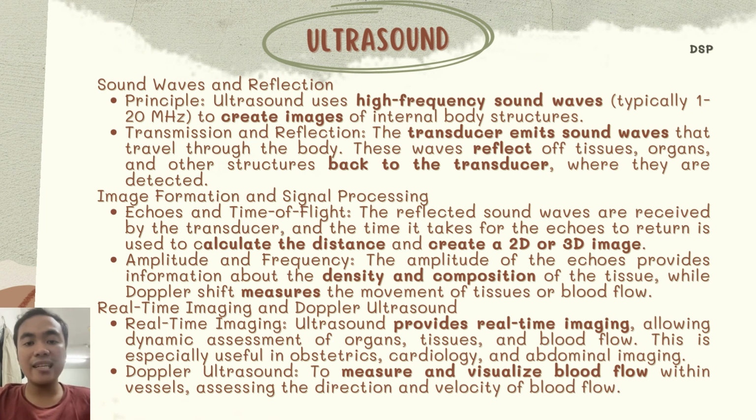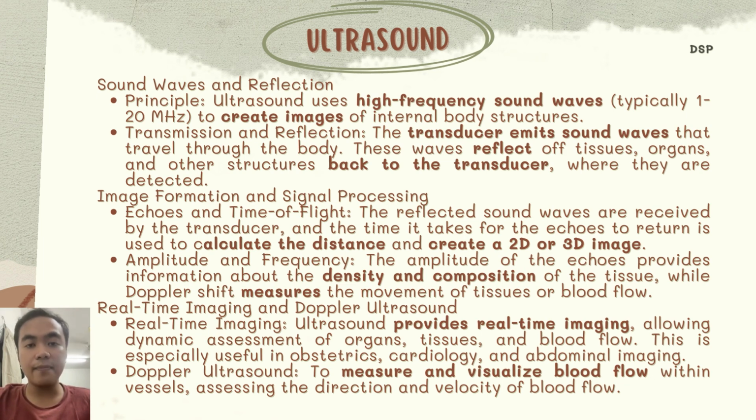Image formation and signal processing. Echoes and time of flight: the transducer receives the reflected sound waves, or echoes. The time taken for these echoes to return is used to calculate the distance to the reflecting surface, creating 2D and 3D images. Amplitude and frequency: the amplitude of the echoes provides information about the density and composition of the tissue. Doppler shift, or change in the frequency of the echoes, measures the movement of tissue or blood flow.